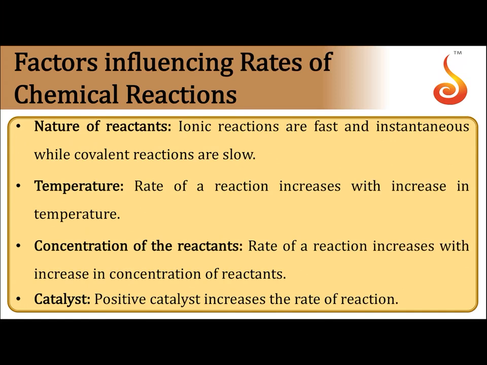Now the factors influencing the rate of reaction. It depends upon the nature of reactants. In general, ionic reactions are fast and instantaneous while covalent reactions are slow. It depends upon the temperature: the rate of reaction increases with the increase in temperature. We'll see details afterwards. The concentration of reactants: the rate of reaction increases with the increase in concentration, except for zero order reactions. A catalyst: always we are using a positive catalyst here. A positive catalyst increases the rate of reaction, meaning adding a catalyst always increases the rate of reaction.